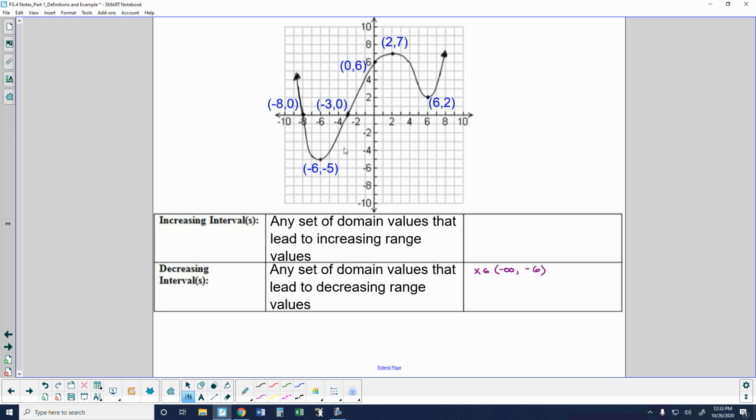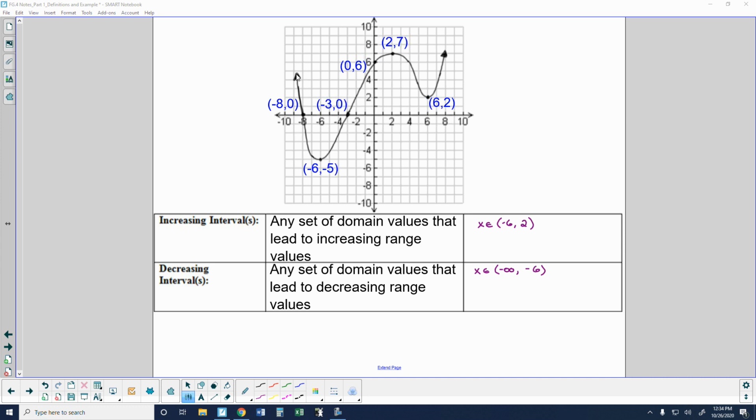As I pass -6 moving to the right, I start to increase. So this is going to be an increasing interval. From -6, I'm moving up, up, up, up, up, up, up, keep going up all the way till I get to this point. The x value would be 2. So my first increasing interval goes from -6 to 2. Again, you kind of make sense of that.